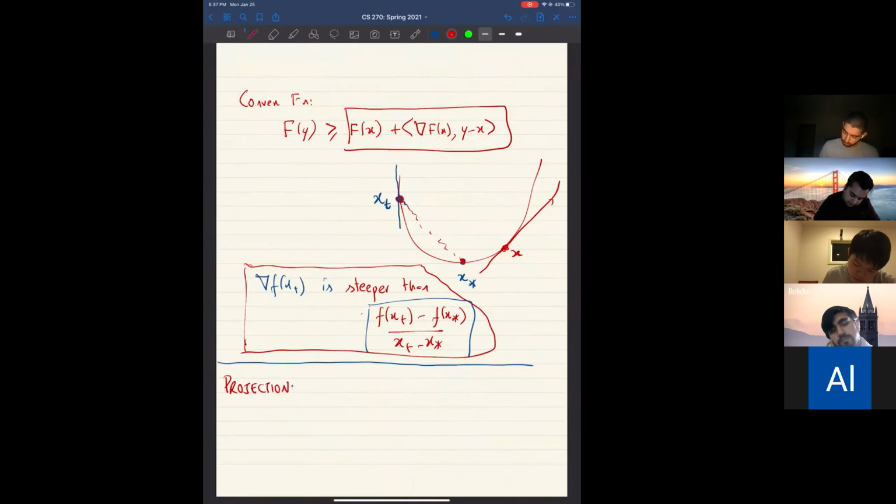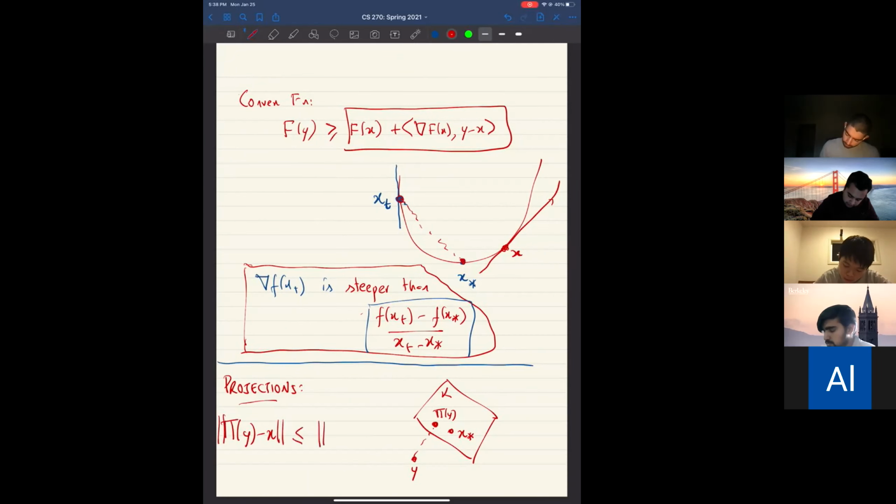So what's the fact about projections? If you have a convex set K, and you have a point Y outside and a point X star inside, and you project Y to get to the convex set, you get pi of Y. So the projection is always closer than the original point.